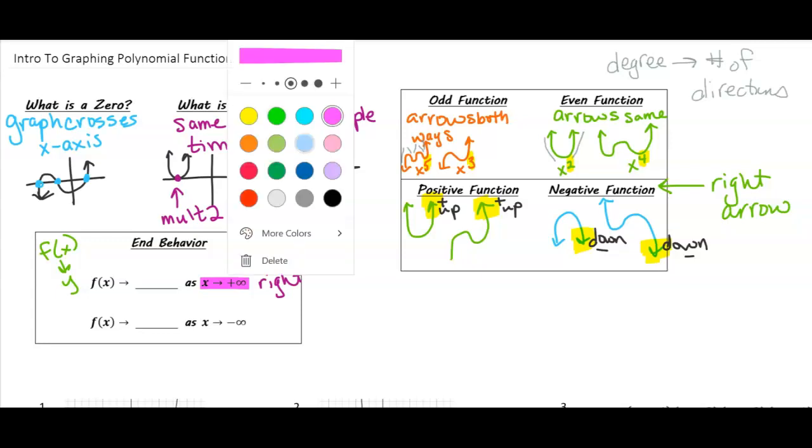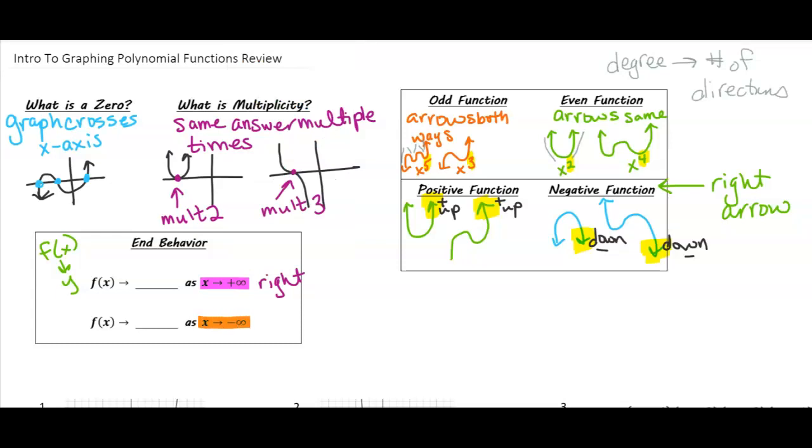And then, let's go orange. This one is saying x goes to negative infinity, and on the x-axis, negative numbers are on the left. So what you'll do is you're going to look at a graph and you're going to say, on the right, does it go up or down? And on the left, does it go up or down? So these blanks right here, if it goes up, it's positive infinity. If it goes down, it's negative infinity.